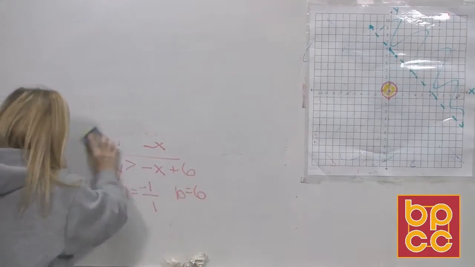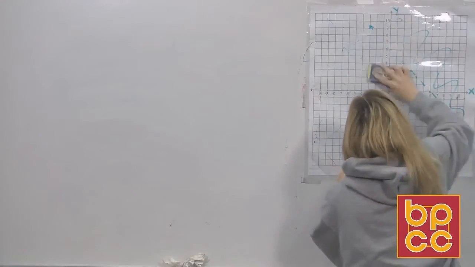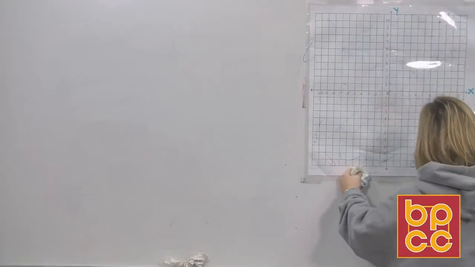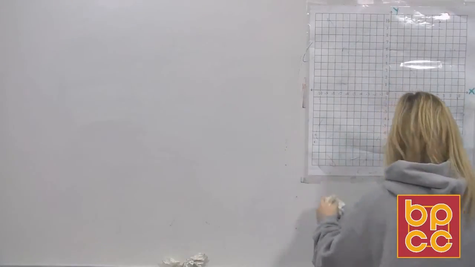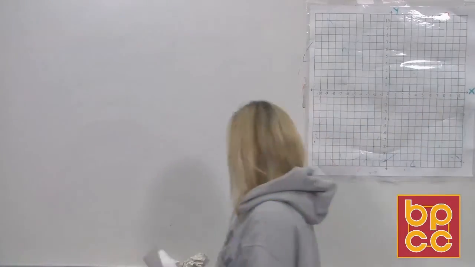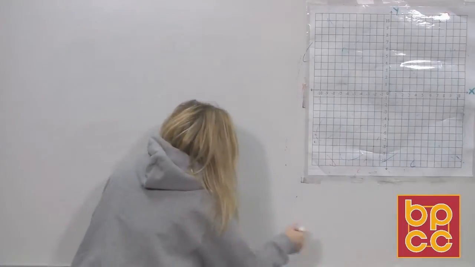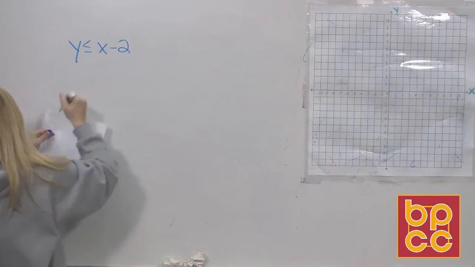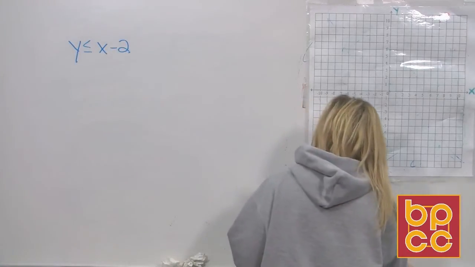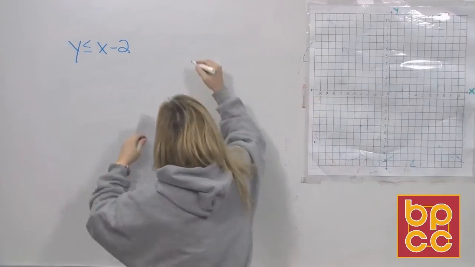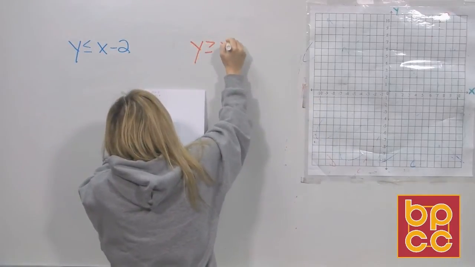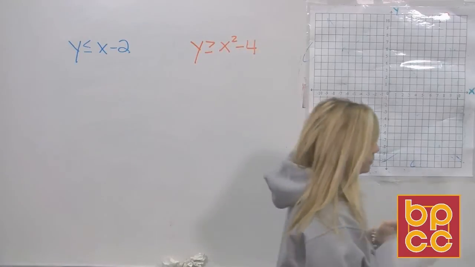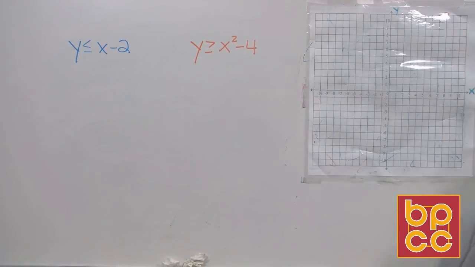This is the last example I'm going to work with you guys and gals. Okay, and we're going to, again, go over our basics. All right, so let's get to our last example. We are given the inequality y is less than or equal to x minus 2. We are given the inequality y is greater than or equal to x squared minus 4. All righty, here we go. Last one.